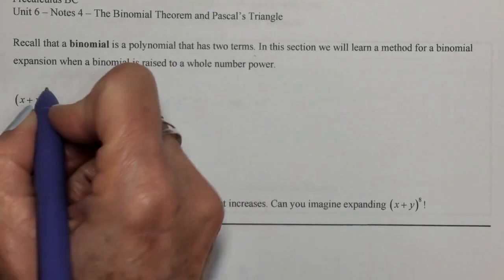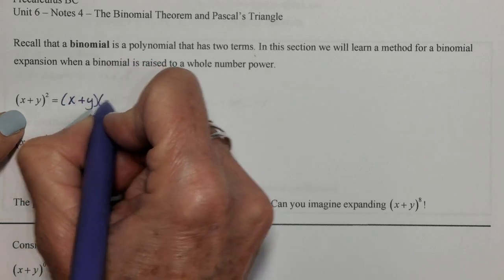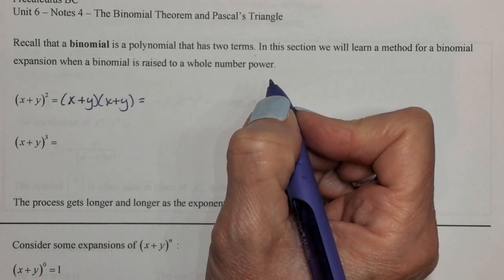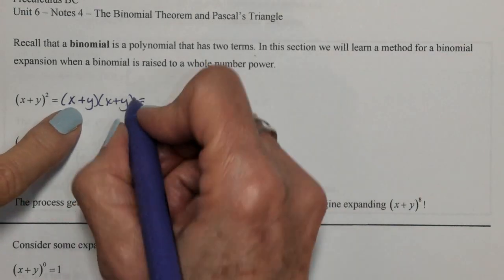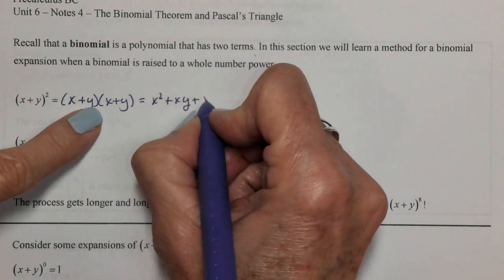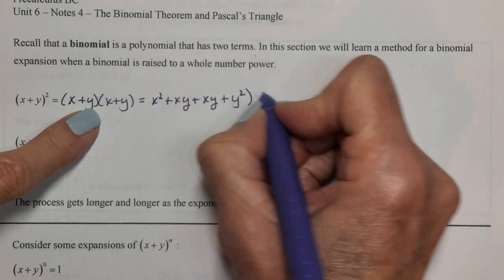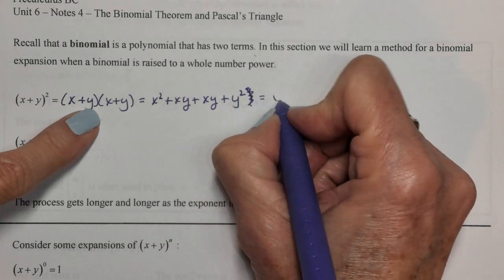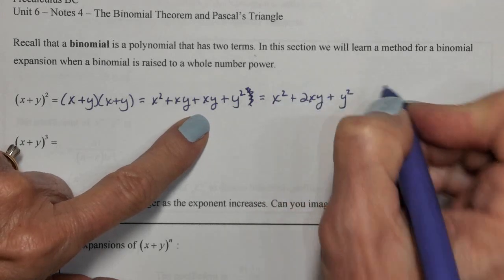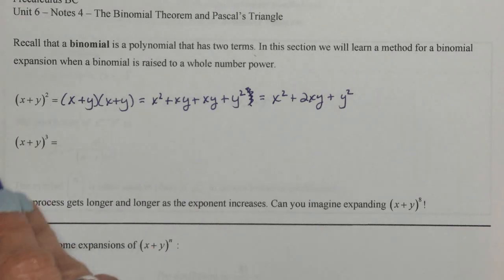So I know that this means x plus y quantity squared is the same thing as x plus y times itself. And if we FOIL that out, distribute it out, however you like to say that, x times x is x squared, we have an x times a y term, we have another x times a y term, and then we have y times y, y squared. This is the same as x squared plus 2xy plus y squared. And that is the expansion for that binomial squared.